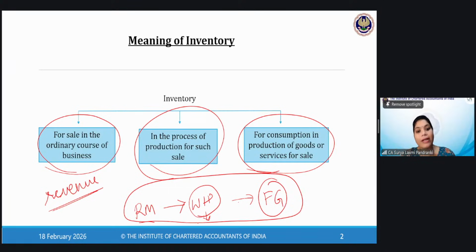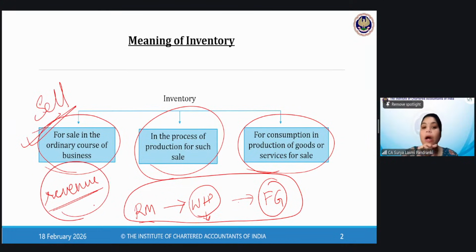But these are for resale. You use it in your process, production, whatever it is. But finally, the ultimate goal is to sell. You have to sell that product and make revenue out of it. Then only it is called an inventory. I hope I'm clear with what is an inventory, the meaning of inventory, and there is no confusion between what is inventory and what is a fixed asset. Fixed asset is completely different when compared to this, right?